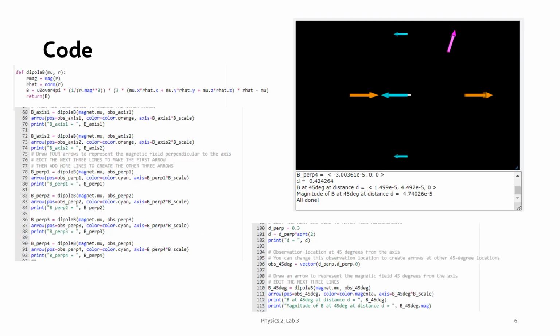So as you can see right here is our code, as you can see surrounding the GlowScript actually when it ran. So when it actually runs, we find that our distance is equal to 0.424, and then our magnetic field at a 45 degree angle at distance d is equal to 1.499 times 10 to the negative 5, 4.497 times 10 to the negative 5, and then 0 in the z direction. And then the magnitude of B at 45 degrees at distance d is 4.74026 times 10 to the negative 5.